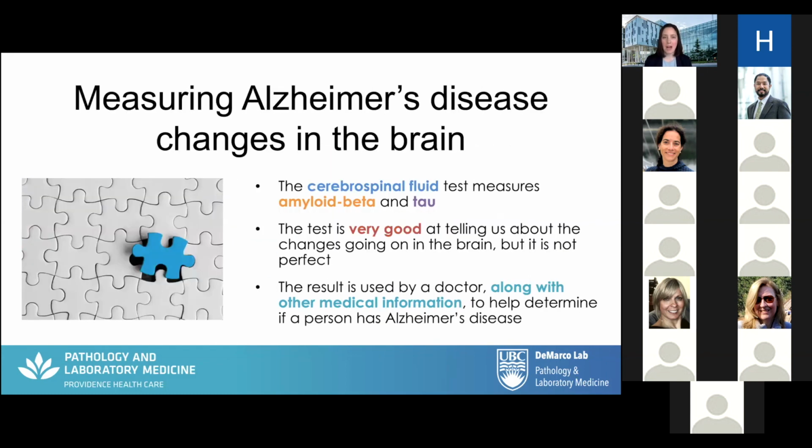So in summary, I hope I've shown you how we can try and measure changes that are happening in the brain as a result of Alzheimer's disease to help us with early and accurate diagnosis of the disease. We do this by taking a sample of cerebral spinal fluid via a lumbar puncture procedure, and then performing testing that measures amyloid beta and tau proteins. We've seen that the test is very good at telling us about changes going on in the brain as a result of Alzheimer's disease, but we know it's not perfect, right? There's some overlap between those groups, as we saw. And because of that, the result is used by your doctor along with other medical information to help determine if a person has Alzheimer's disease or not. That is, it's not used in isolation as a yes or no if you have Alzheimer's disease, but is complementary to other testing performed to help your doctor determine if your symptoms are in fact due to Alzheimer's disease.